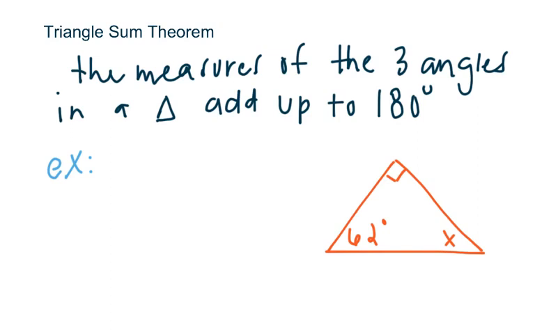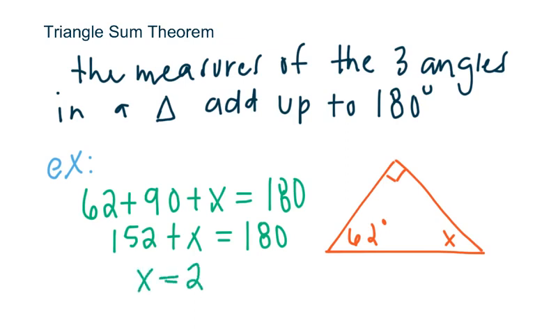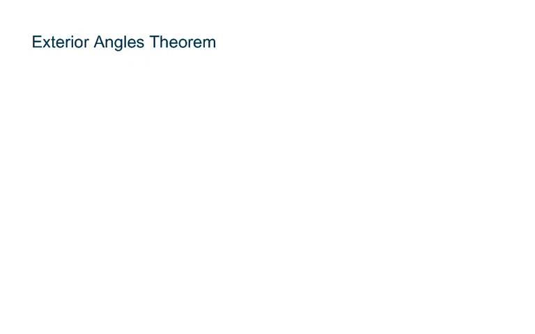In order to do that, we know that all 3 of those angles have to add up to 180, so we can do 62 plus 90 plus x is equal to 180. So then we just do some simple algebra, combine like terms to get that this is 152 plus x is equal to 180. And subtract our 152 over to get that our x would then be 28 degrees. Pretty straightforward.